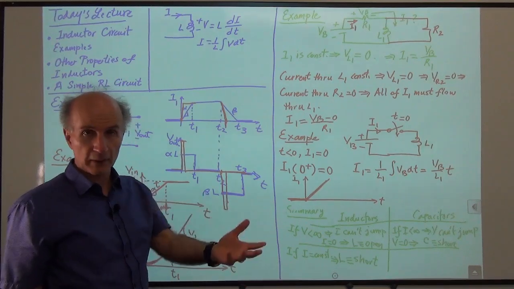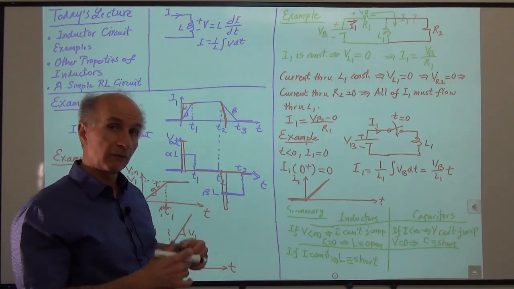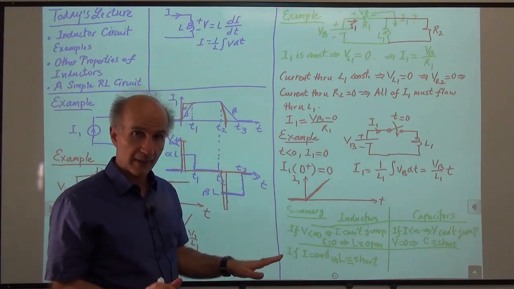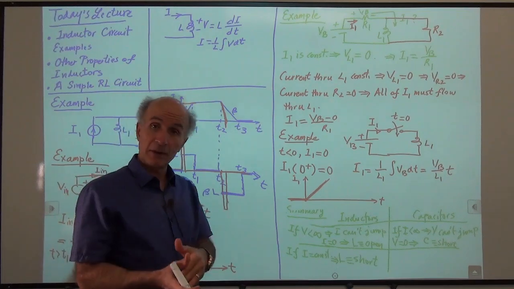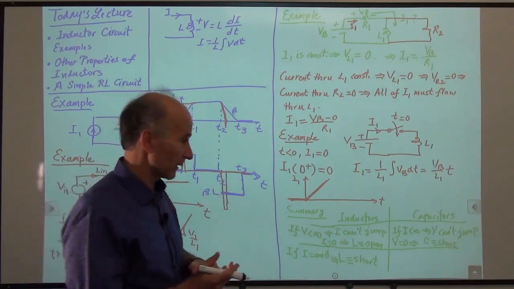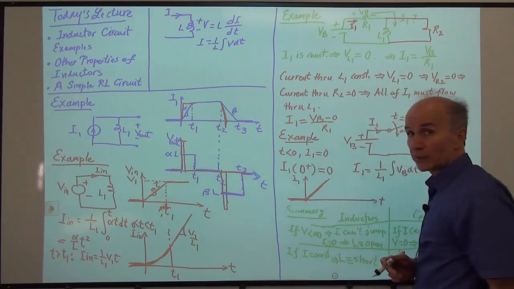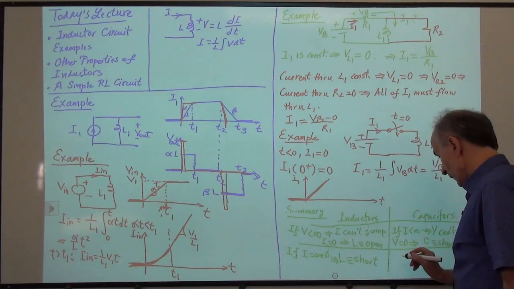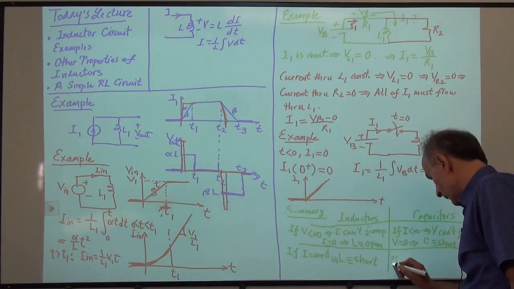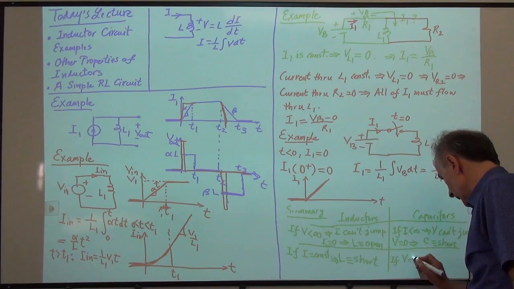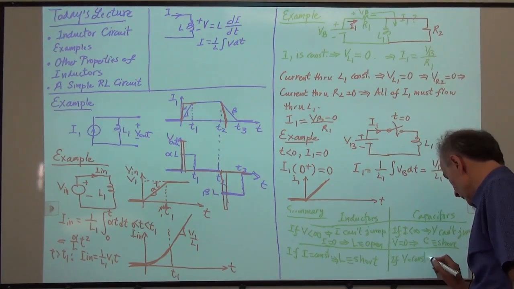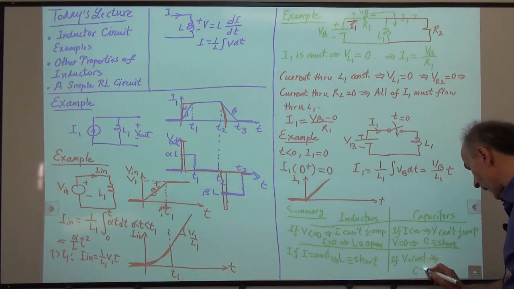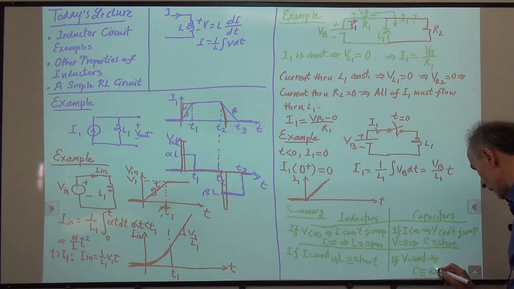And for capacitors, we saw that it was the other way around. If the voltage on the capacitor has become constant, so we have waited and all the transients have died away, then C dV over dt is 0, so I is 0. When I is 0, what kind of device can guarantee a 0 current? That would be an open circuit. So we say if V is constant, then the capacitor acts as an open.